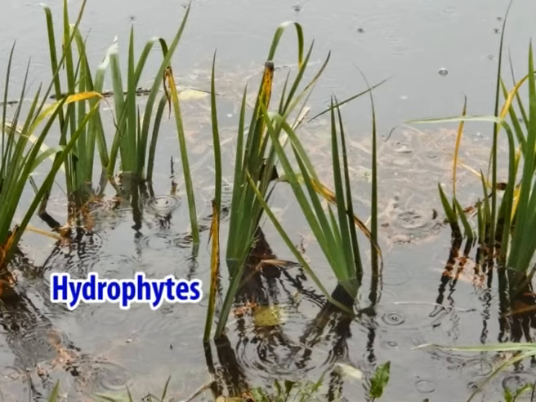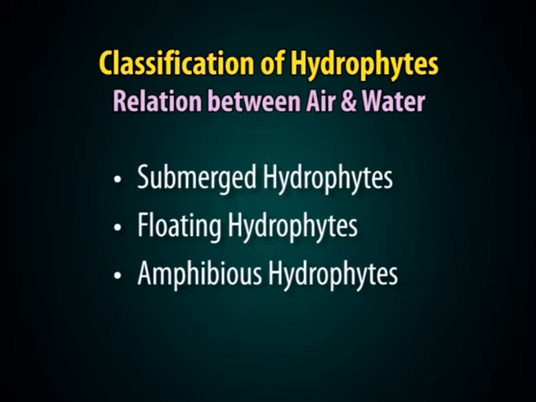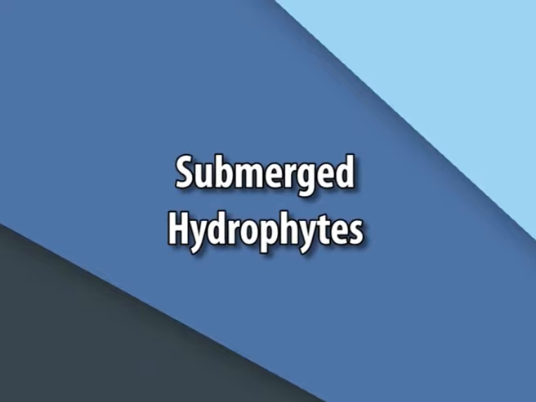The plants growing in water partially or completely are called hydrophytes or aquatic plants. Depending upon fresh water or saline water, plants can be classified as freshwater plants and saltwater plants or marine plants. Free floating and non-vascular hydrophytes are known as phytoplanktons. Hydrophytes can be classified on the basis of their relation between water and air. Their categories are submerged hydrophytes, floating hydrophytes and amphibious hydrophytes.